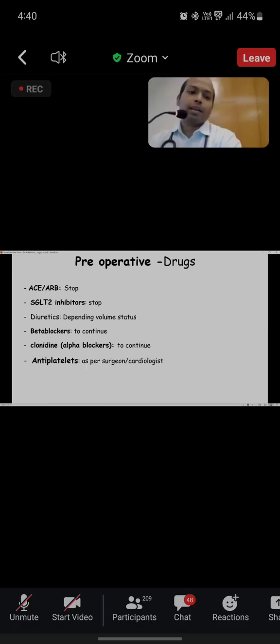Diuretics, depending on the volume status: if the patient is hypovolemic, stop the diuretics. If the patient is hypervolemic, we need to step up the diuretics. Beta blockers and clonidine need to be continued pre-op. Even if you see the anesthetic chart, they will ask to give the beta blockers and clonidine, because if we don't give, they may cause rebound hypertension. Antiplatelets as per the surgeon and cardiologist's advice.